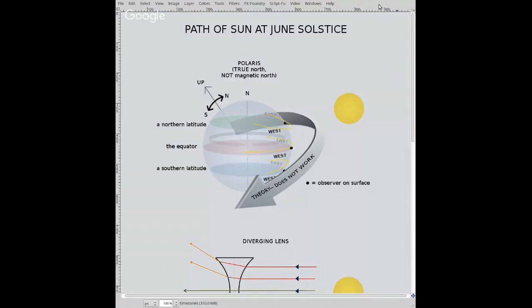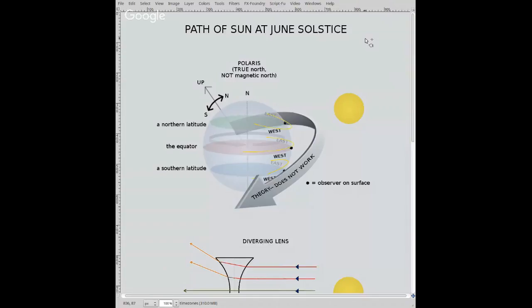Okay, this is attempt 3 at explaining some problems there are with the standard model of cosmology as far as the sun's path around the Earth. And one of these problems, I hope I can improve what I'm trying to convey with this illustration here. And as you can see, I picked the June solstice just to pick a spot.